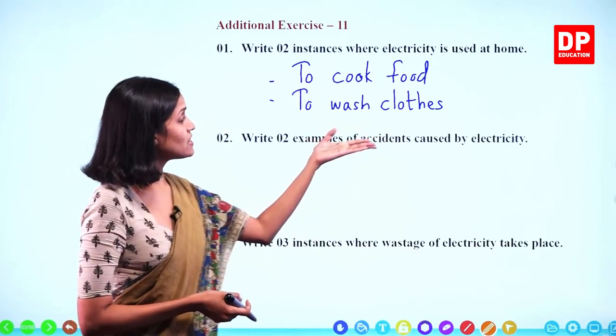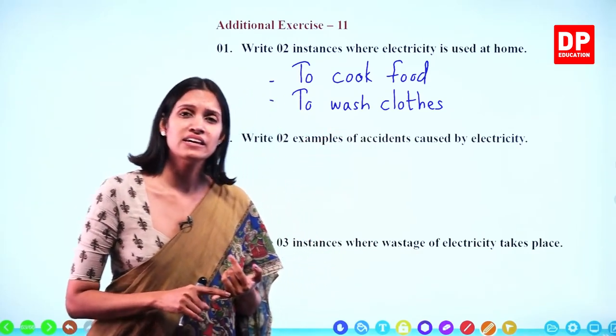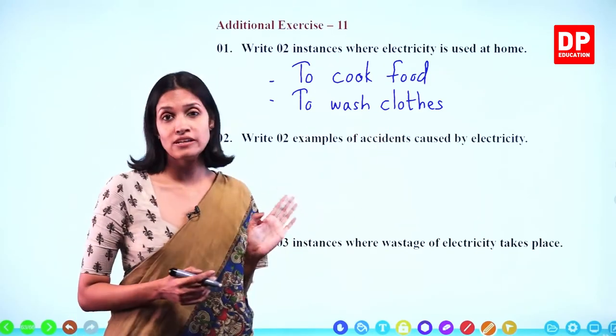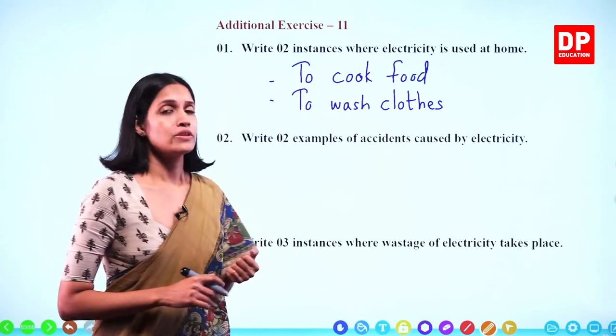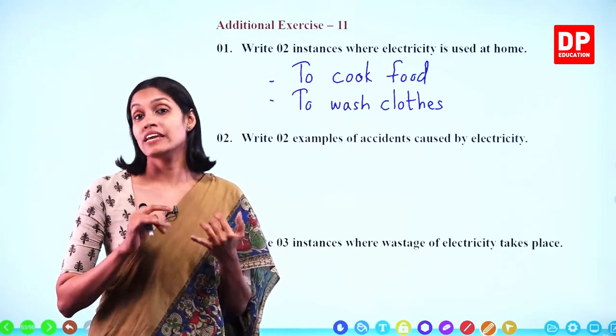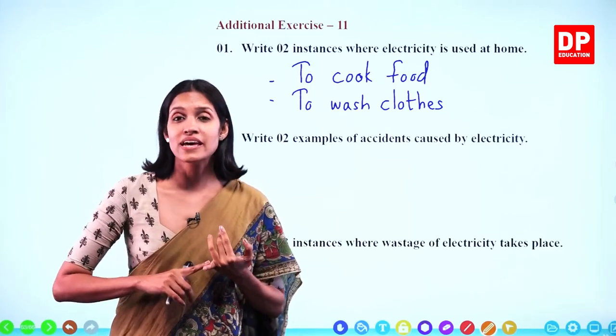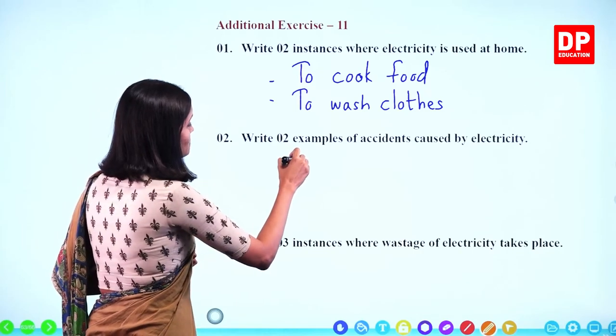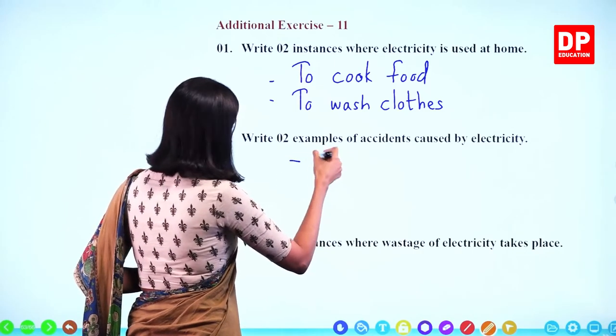Write two examples of accidents caused by electricity. So when you consider the accidents caused by electricity, there are three main instances, children. This is an additional activity. But we'll learn. So basically, we can discuss this under three main parts: electric shock, electrical burns, and electrical fire, right? We'll write them. Sometimes we get electrocuted.